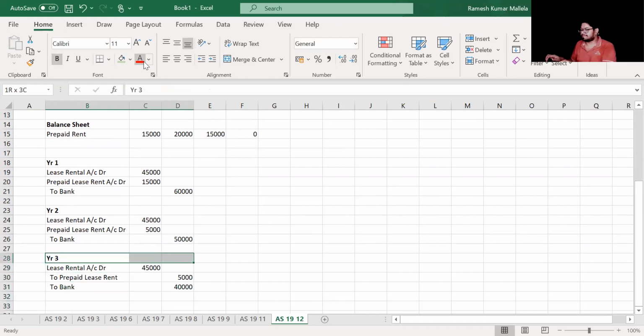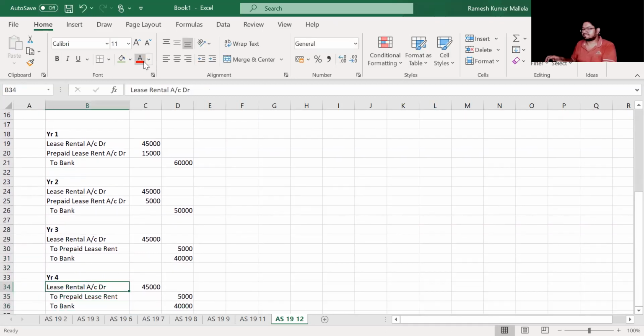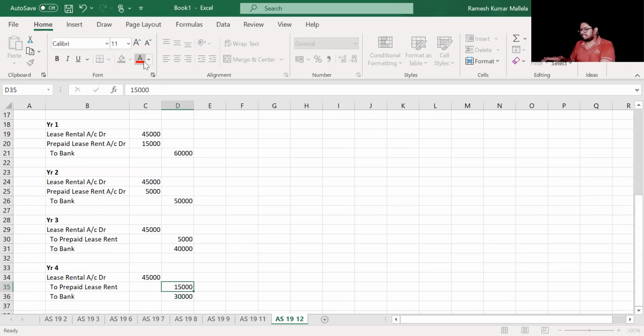Fourth year, what will happen? Again, same entry would be there. Lease rental is 45,000. You are actually paying 30,000, and prepaid rent what you are utilizing is 15,000. These are the accounting entries for 4 years. Okay. I hope you understood.